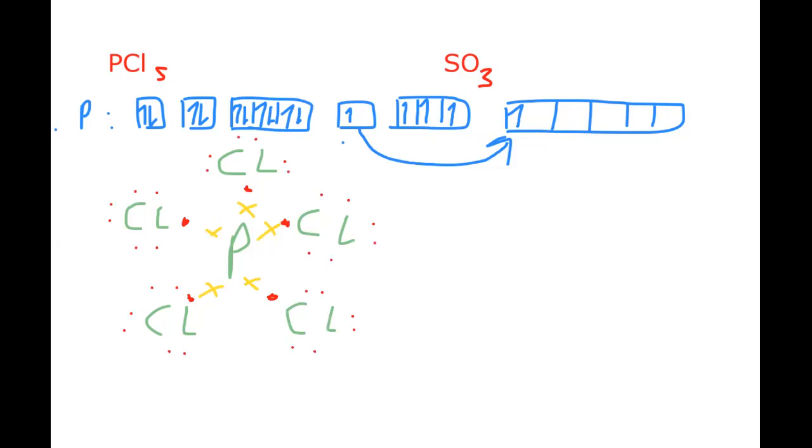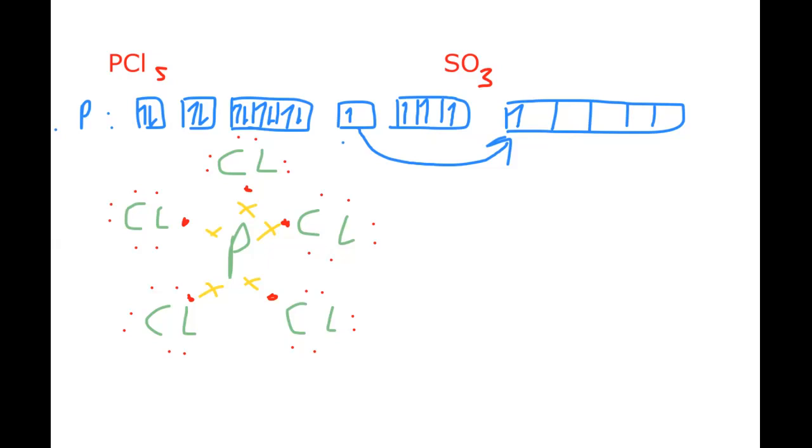So this will be the structure for PCl5. Again, the phosphorus configuration was 1s2, 2s2, 2p6, 3s2, and 3p3. Since its valence shell was the third shell, there is also an available 3d subshell. Therefore, when phosphorus goes into its excited state, one electron from the 3s2 orbital goes to the first 3d orbital.